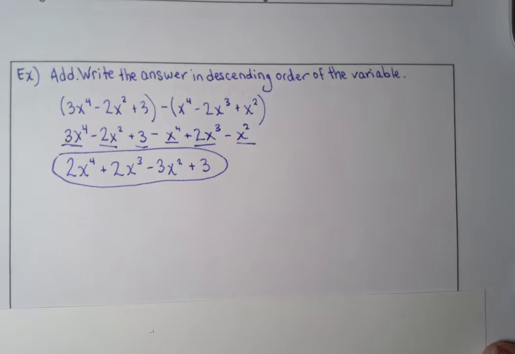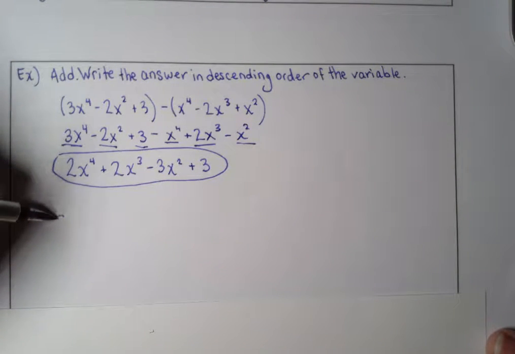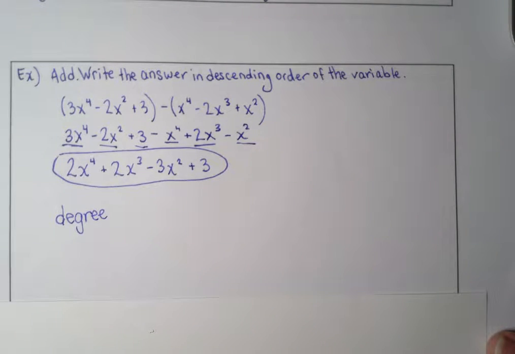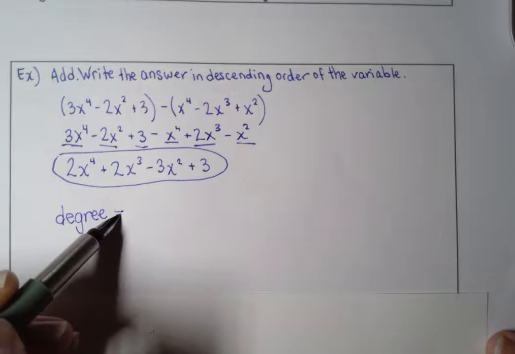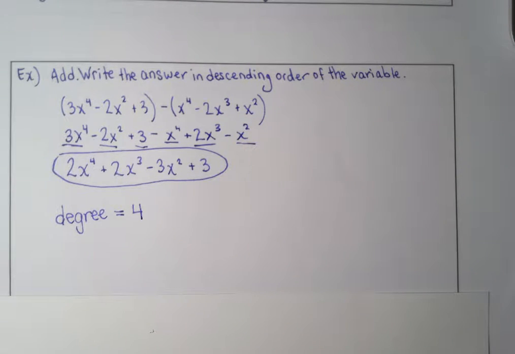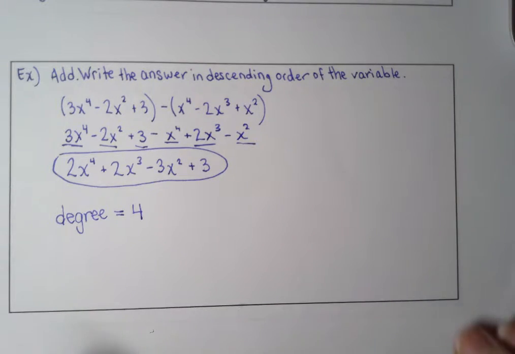By the way, what's the degree of this polynomial? Remember, if it's just one variable, the degree of this polynomial is just going to be the highest power, so the degree would be 4. So let's do a couple more examples.